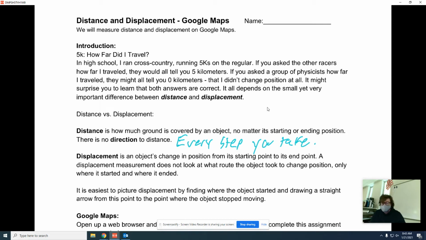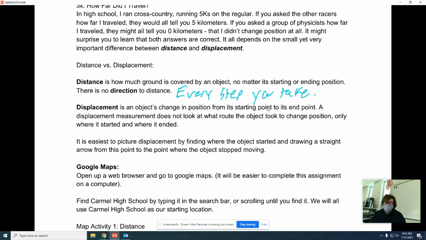So in our activity in the lab last class, you followed kind of a random path. If you're measuring the distance, you measured the distance of every single step and then added all of those together to find your total distance. Displacement is a little bit different. Displacement is an object's change in position from its starting point to its ending point.